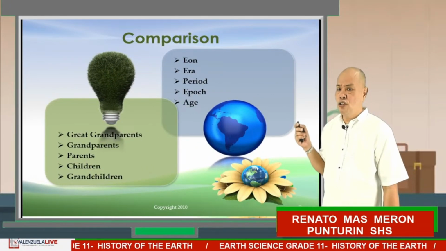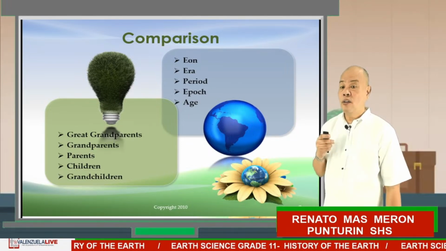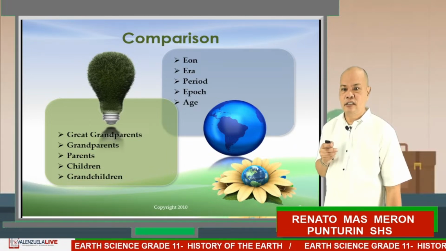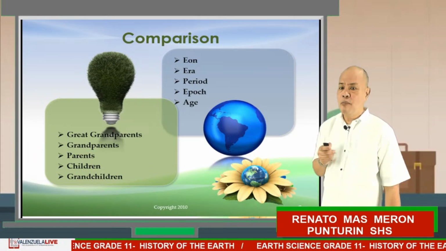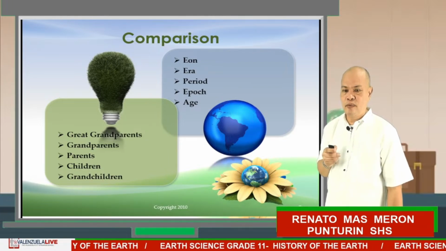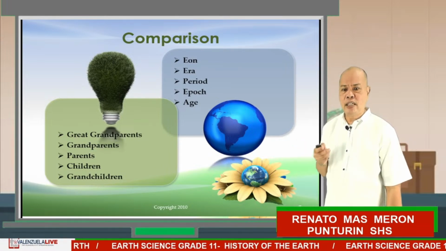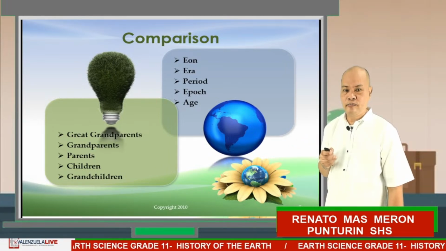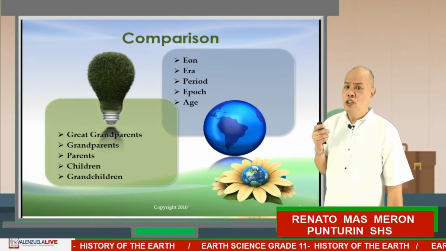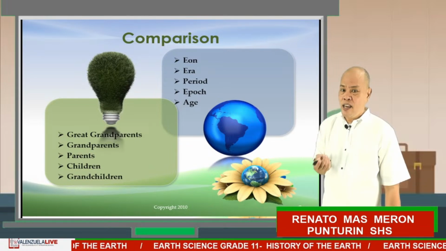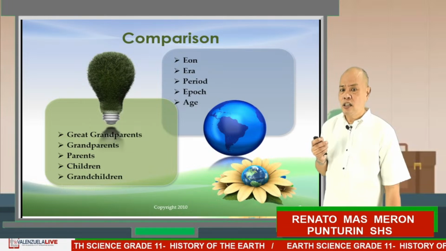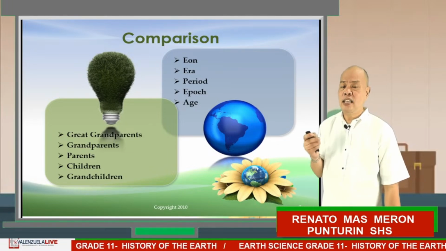In family generation, do you still have great-grandparents, grandparents, and parents? Or are you the children or the grandchildren? Yes. The longest time of family generation is our great-grandparents, if they are still living today. The counterpart of great-grandparents in the geologic time scale is the Eon. Eon is the longest geologic time. In the geologic time scale, where do you belong? In what eon? In what era? In what period? In what age? Okay. Let us find out in the preceding discussion.